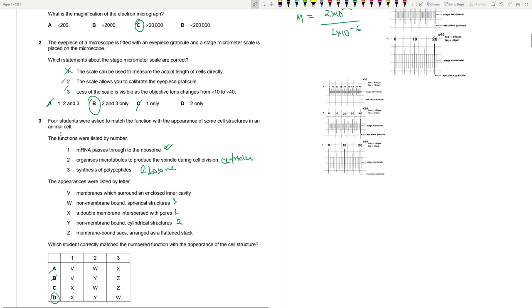Z, membrane bound sacs arranged as flattened stack. This is probably the Golgi body. It's in charge of packing. V, membranes which surround an enclosed inner cavity. It's probably a lysosome or a vesicle. Okay.